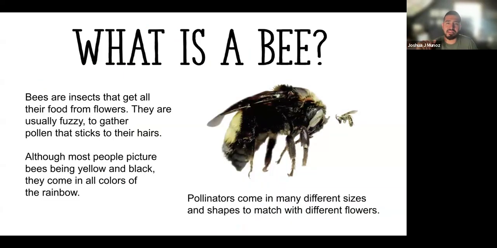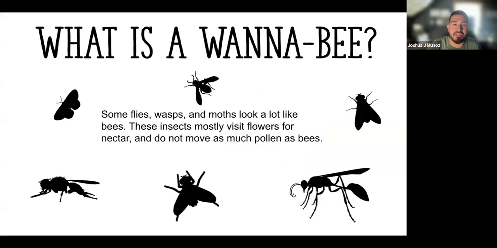Like I said, bees are usually fuzzy, black and yellow. But there's a lot of diversity in terms of the bee population. Like the green metallic bee, they're all beautiful in their own way. They all come in different sizes and shapes. Some flies, wasps, and moths look a lot like bees; they mimic bees sometimes.